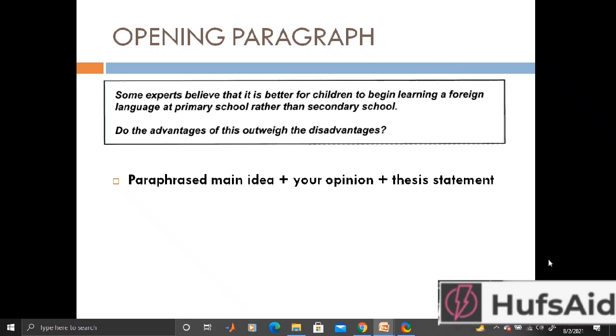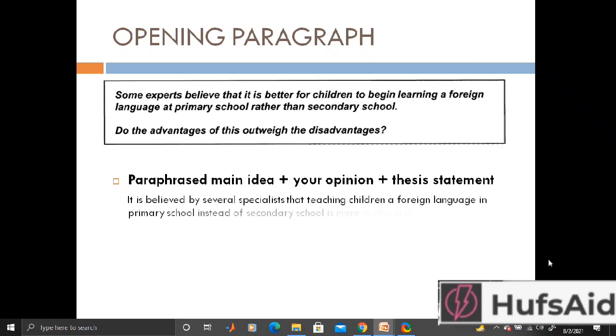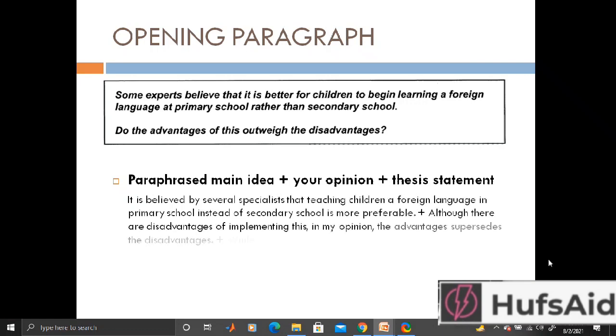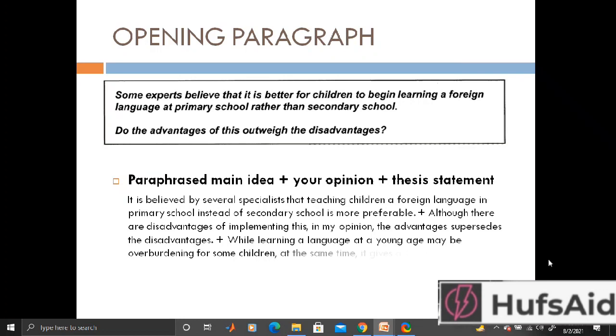Now the opening paragraph will be: it is believed by several specialists that teaching children a foreign language in primary school instead of secondary school is more preferable. This is my paraphrased main idea. Although there are disadvantages of implementing this, in my opinion the advantages supersede the disadvantages. This is my opinion. And while learning a language at a young age may be overburdening for some children, at the same time it gives a better grasp of the language and improves the cognitive function of the brain.